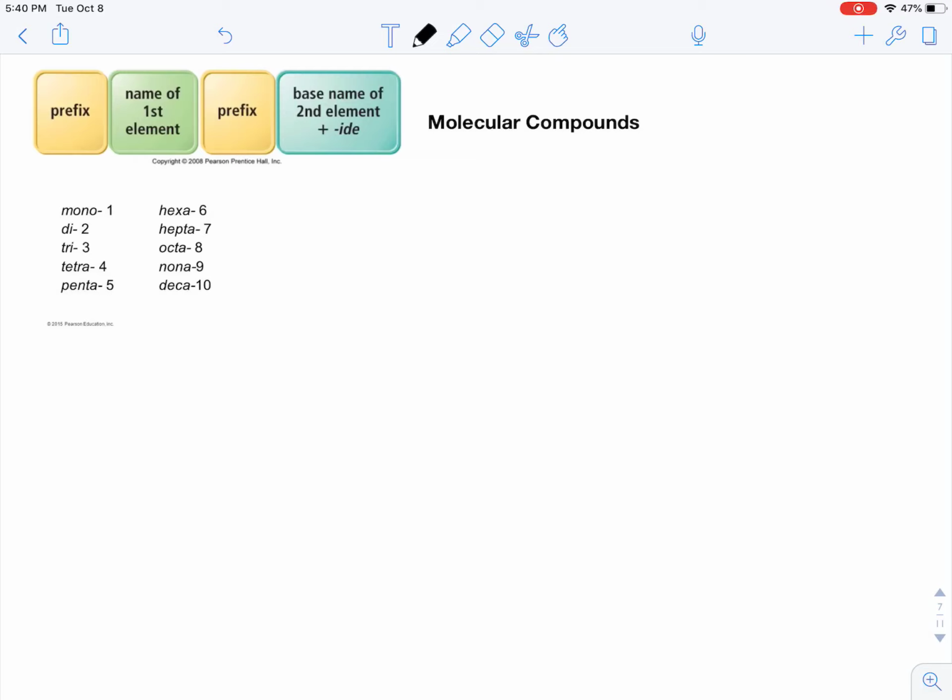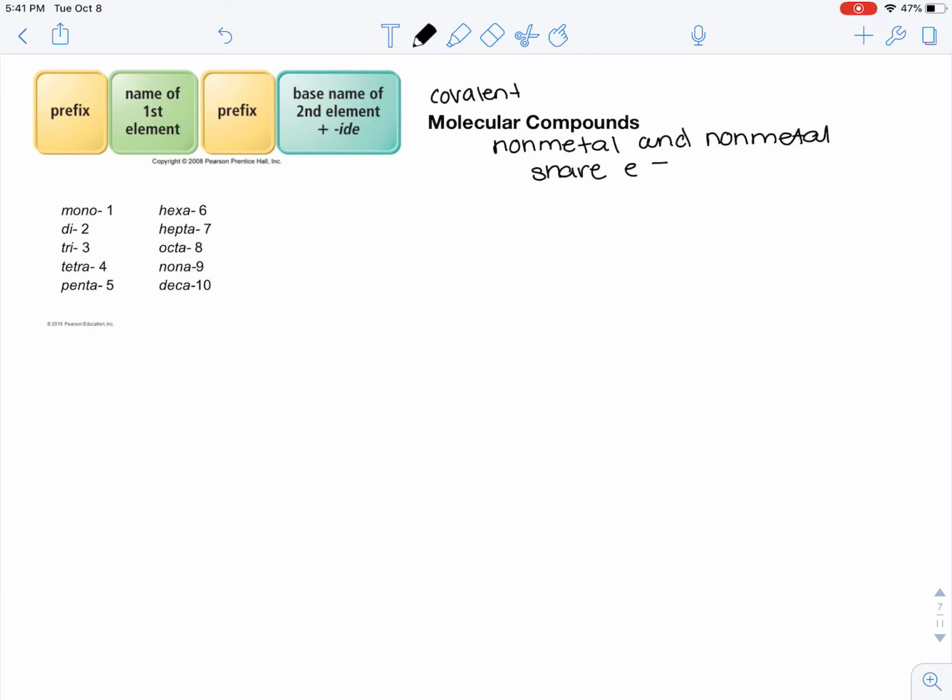Molecular compounds, also known as covalent compounds, occur between a nonmetal and another nonmetal, or multiple. They share electrons. Because they're sharing, there are no charges balancing to a net zero. You have to name them by indicating how many you have of each one. So you add prefixes to indicate the number. The only time you don't add a prefix is if you only have a singular of the first nonmetal.